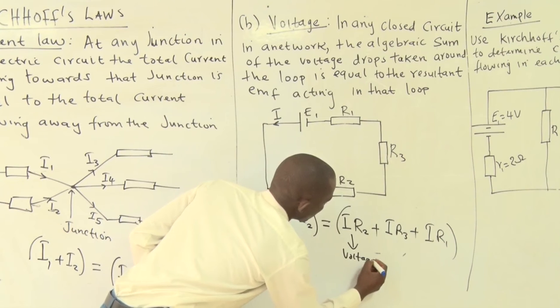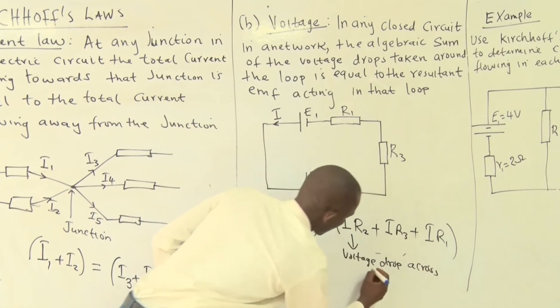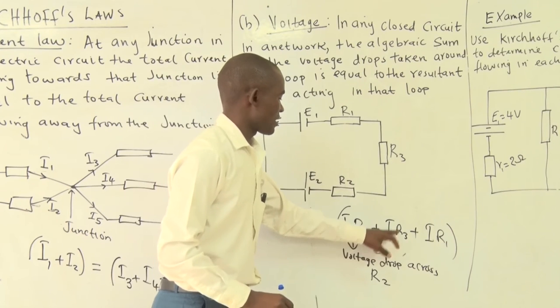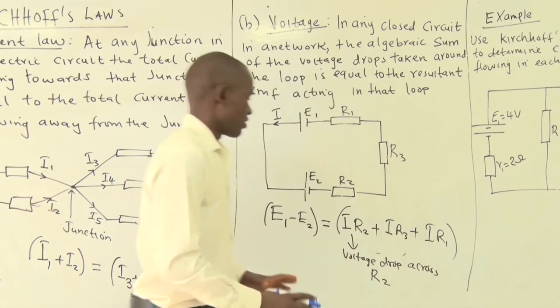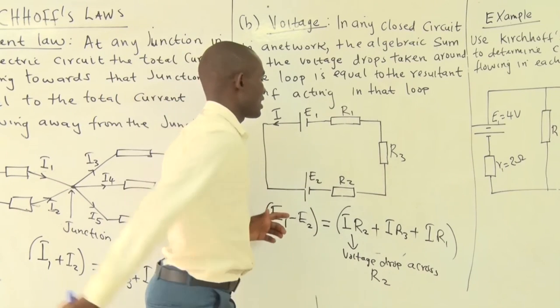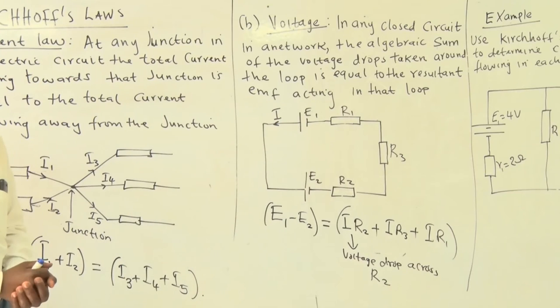So meaning this is the voltage drop across R2. This is also the voltage drop across R3. This is also the voltage drop across R1. So basically we will say the total voltage drop across the components connected in that particular circuit will be equal to the net voltage in that particular circuit.